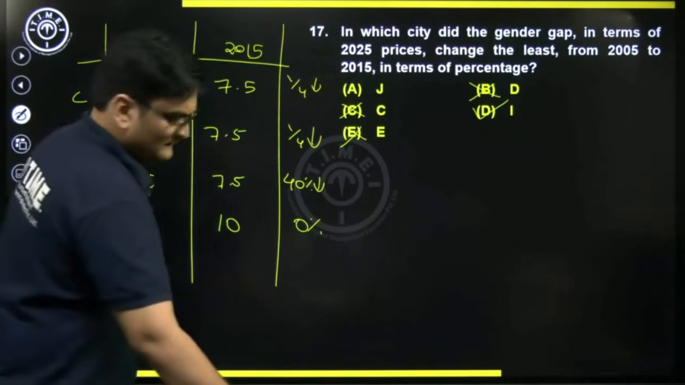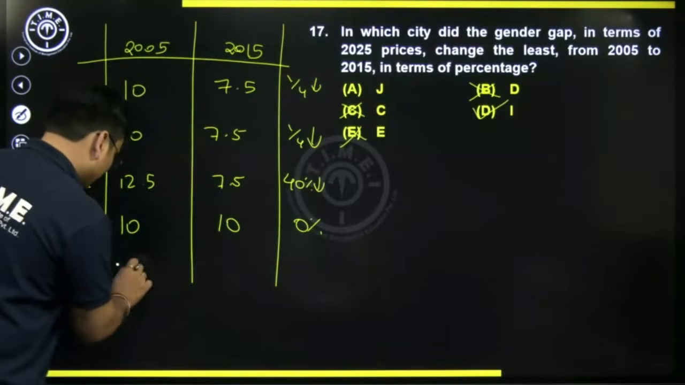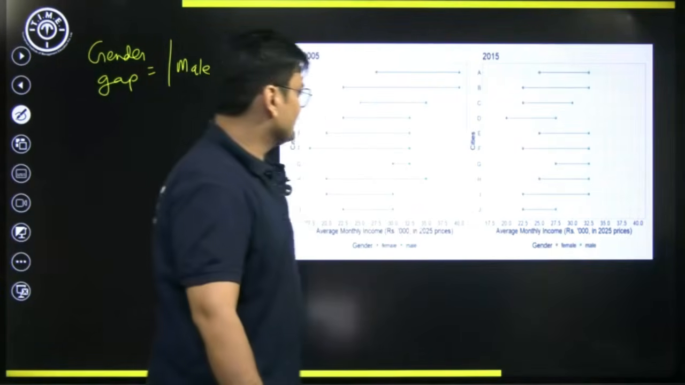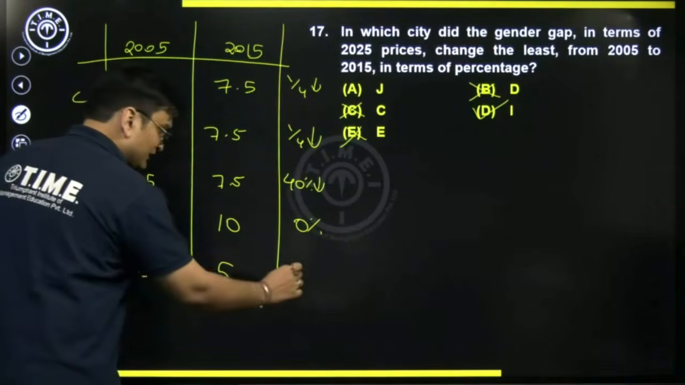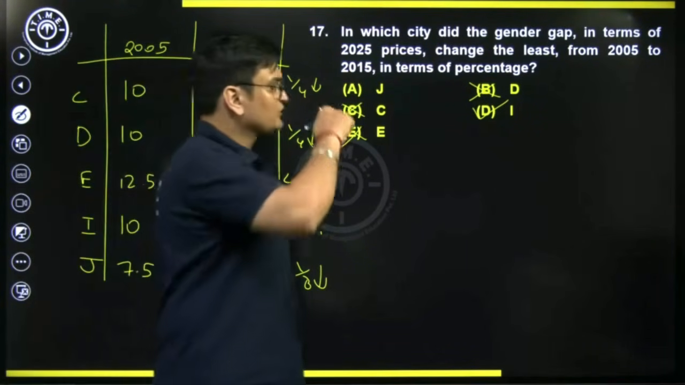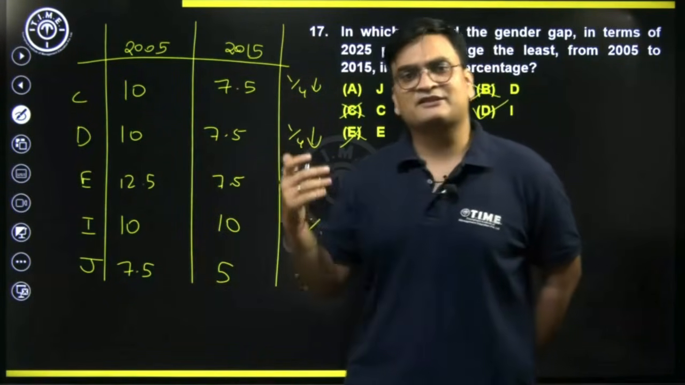Let's just look at J for the sake of comparison. Here it is 22.5 to 30, 7.5. 22.5 to 27.5, it is 5. So here the drop is 1/3. So clearly J is also not my answer. So option choice D is going to be the correct answer as far as this question is concerned.